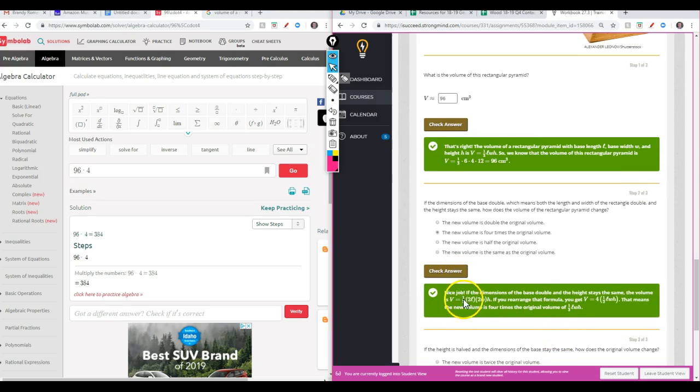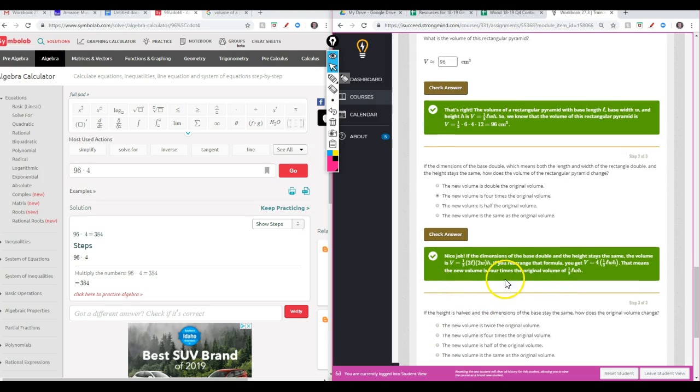So that's one way you can explore and answer this. The other way is because it doubled the length, there's that multiplied by 2, and then they multiplied by 2 again because they doubled the width of it. So that's how come it ends up being 4 times the original volume, because you multiplied the length and you multiplied the width. So 2 times 2 is 4.